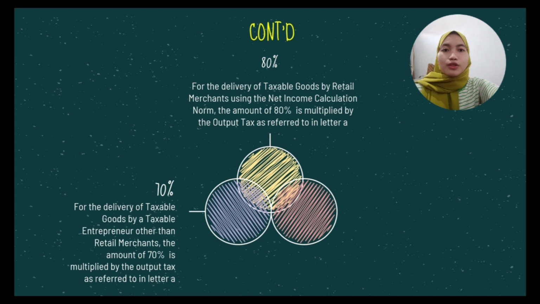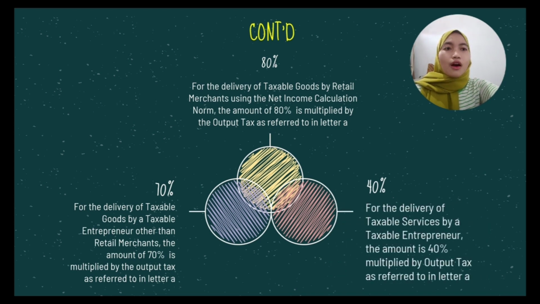For the delivery of taxable goods by a taxable entrepreneur other than retail merchants, the amount is 70% multiplied by the output tax as referred to in letter A. And third, 40%. For the delivery of taxable services by a taxable entrepreneur, the amount is 40% multiplied by the output tax as referred to in letter A.